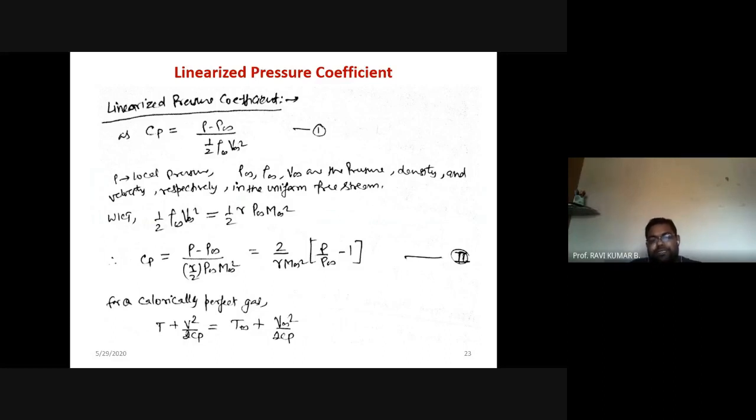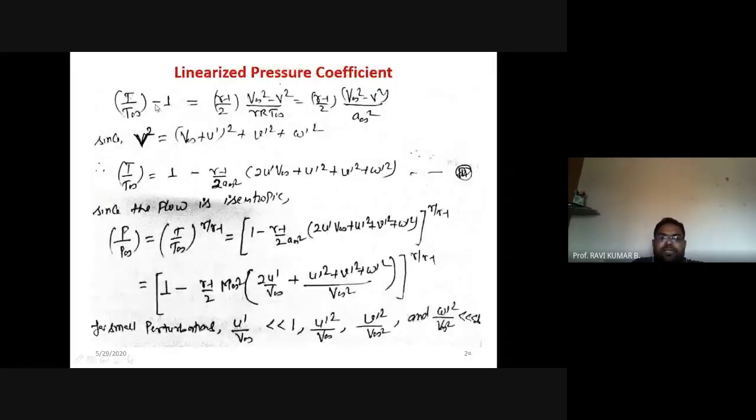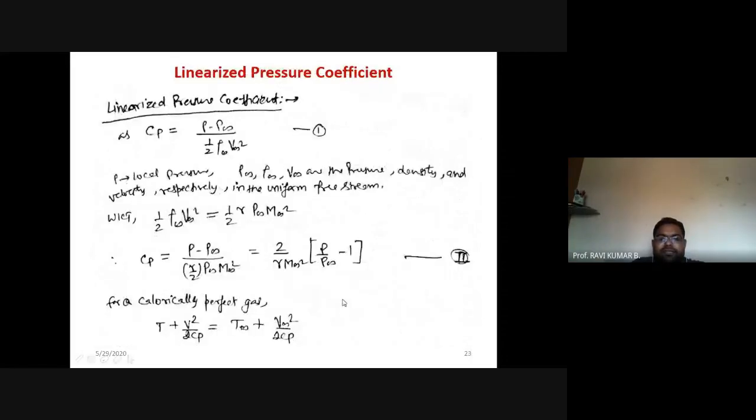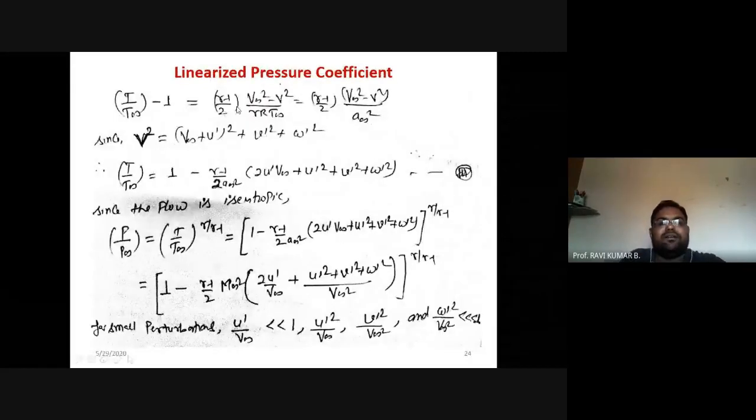Then you put Cp, so that's why the Cp is coming. So T plus V²/2Cp equals T infinity plus V∞² divided by 2Cp. So this is the free stream, this is the local parameters, local pressure on the body. So from here I can write T by T infinity minus 1. So this equation will become something like this: (γ minus 1)/2 times (V∞² minus V²) divided by γRT∞. This γRT∞ is the speed of sound, so I can write here speed of sound a∞².